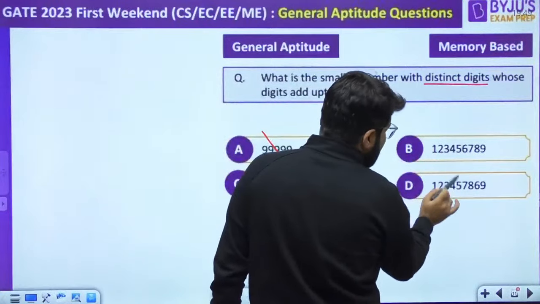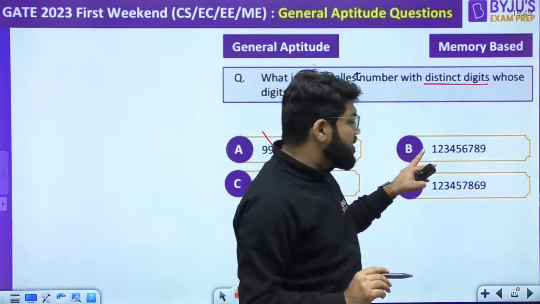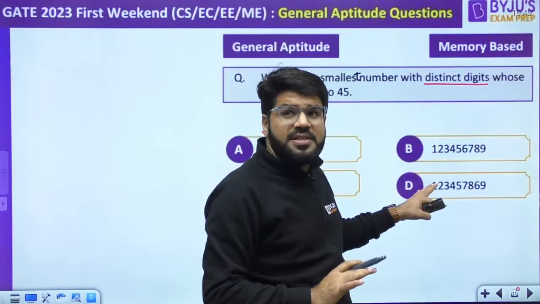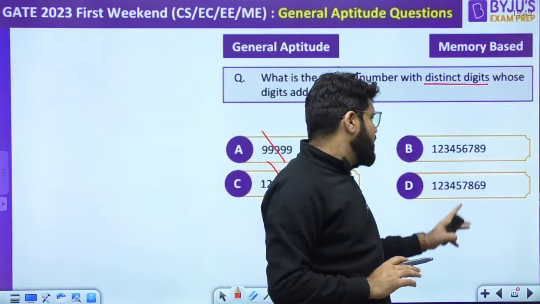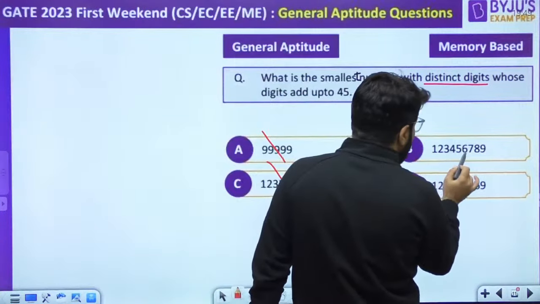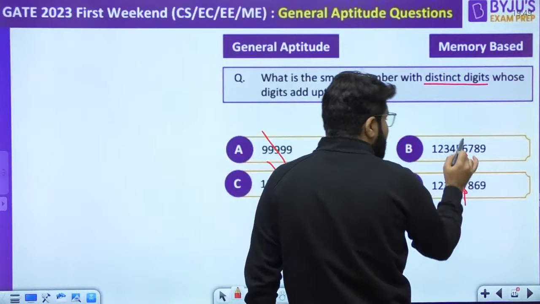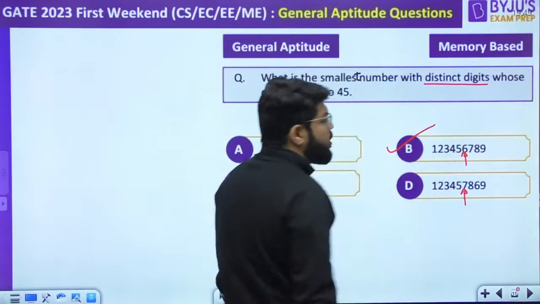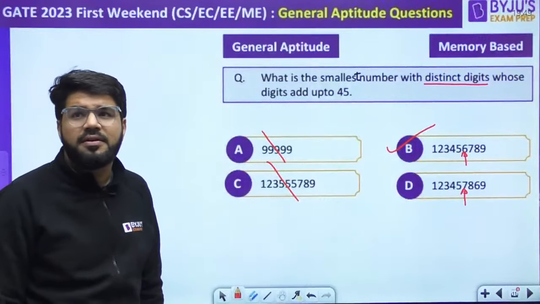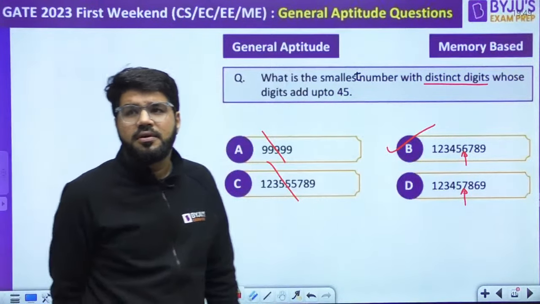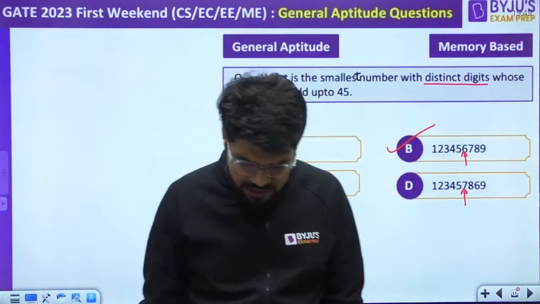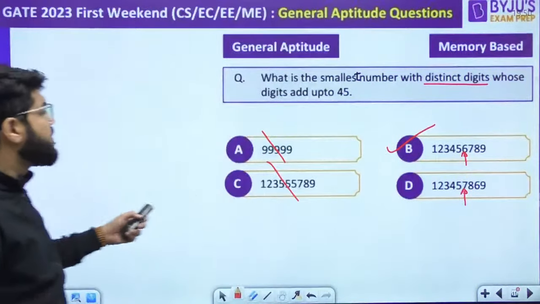Now, both of these have distinct digits, and both numbers are similar with respect to digits. The digits are 1 to 9. Definitely 1, 2, 3, 4, 5, 6. Here it differs: 1, 2, 3, 4, 5, 7. So 7 is greater than 6. So which number will come first in the sequence? It is B. It said smallest number, right? Okay, correct. Very simple logic, a very fundamentally simple question.